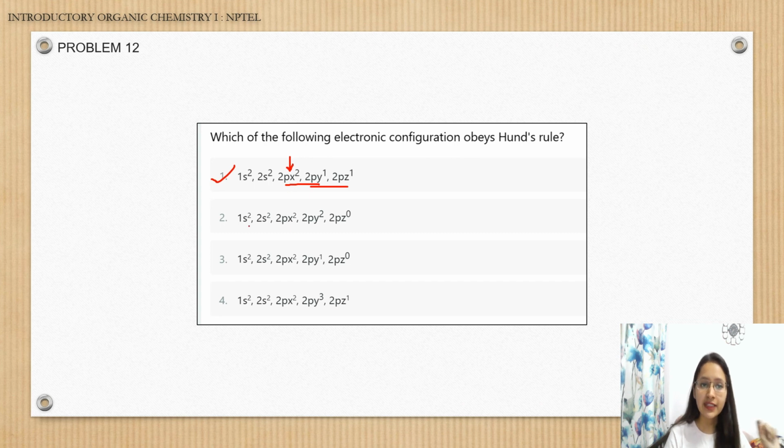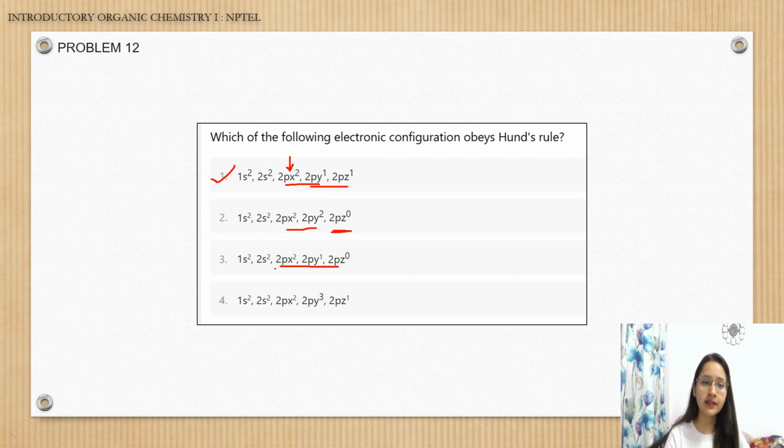Because p orbitals are all first singly occupied and then another electron is added to this px. Fine. Why is this 2 incorrect? Because here x and y, the two orbitals, are singly occupied and then doubly occupied, but z is not occupied at all. So first of all, one electron should be there in px, py, and pz, and then the pairing of electrons is done.